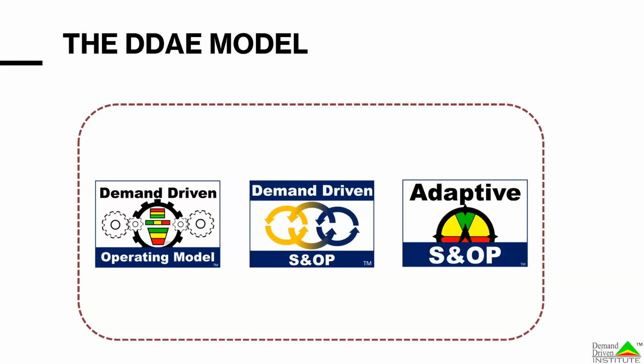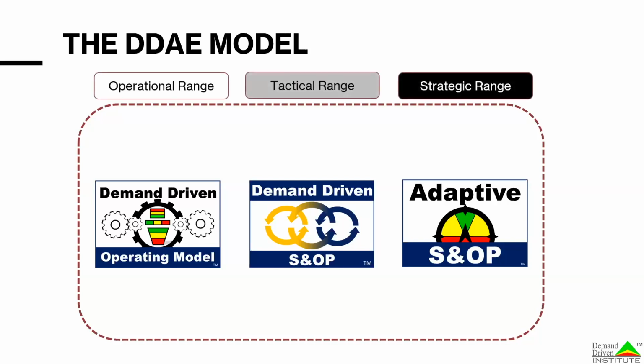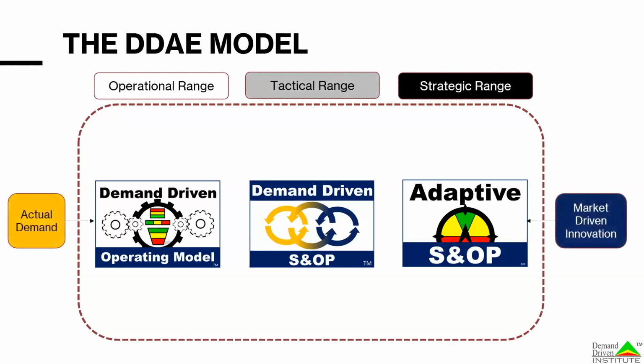The DDAE model is composed of 3 components. We've got different ranges: the operational, tactical, and strategic range. Of course, we have to connect them. There's a reason why we call it demand-driven: on each side of our model, we have market interfaces. The operational market interface is actual demand. Like Eric referred to, Dr. Goldratt would say, if you don't sell it, it's not flow. You can accumulate things on a balance sheet, but unless you actually derive cash from it, it's not flow.